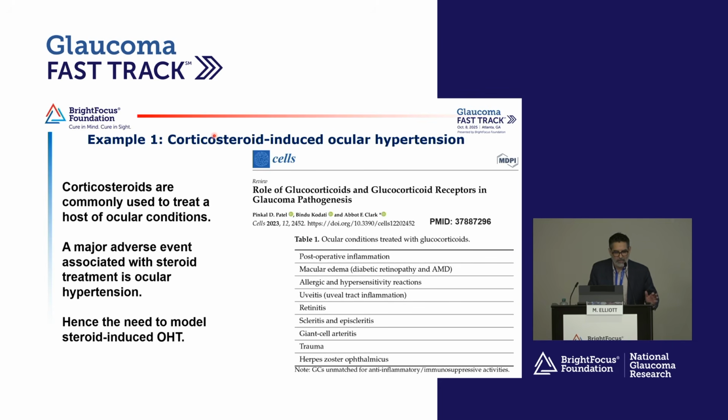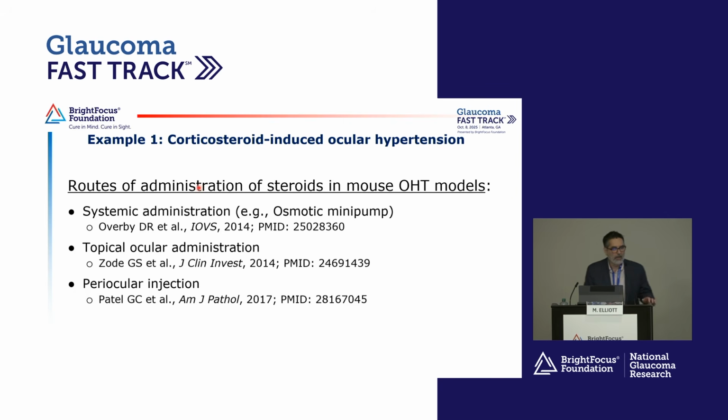The first one I'll start with is steroid-induced ocular hypertension. As I think many of you know, corticosteroids are commonly used for treatments of a number of inflammatory eye diseases. But a major adverse event associated with steroid treatment is ocular hypertension. So having models for that is useful. Mouse models have been developed, and these are just some lists. The references in my slides are interspersed within the talk, and the talk is available, so you'll be able to look up some of these papers. But because of time, I won't go into all the different models.